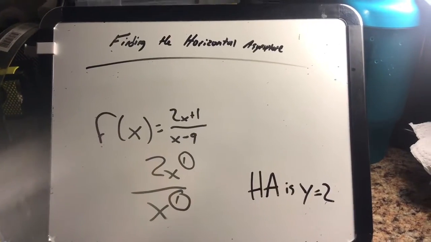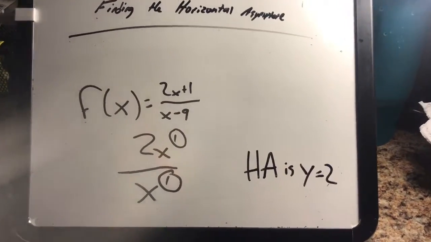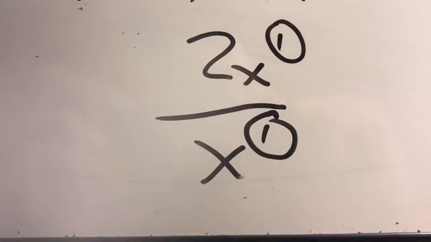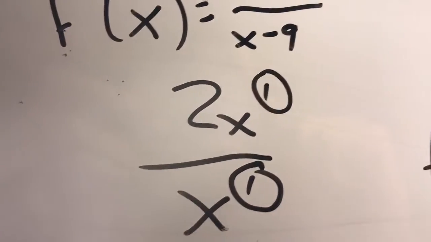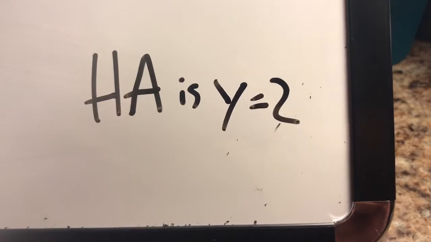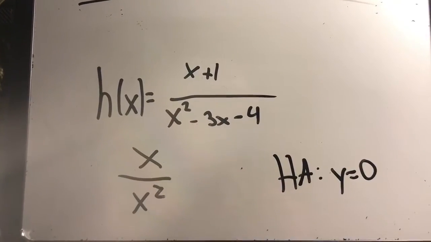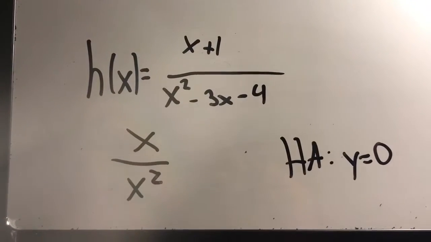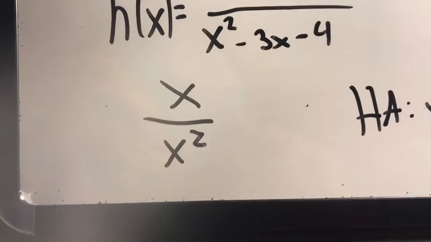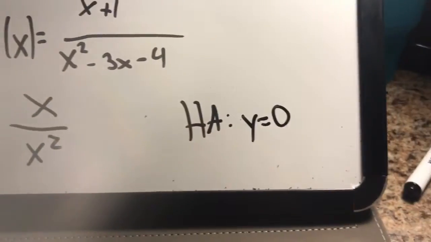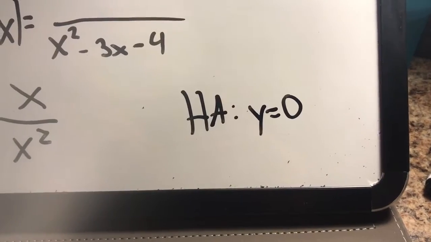For our first example, f of x equals 2x plus 1 over x minus 9. Since both of the x's have the same degree, the leading coefficient is 2, so the horizontal asymptote is y equals 2. Now for our second example, h of x equals x plus 1 over x squared minus 3x minus 4. Since the variables have different degrees, the horizontal asymptote will be at y equals 0.